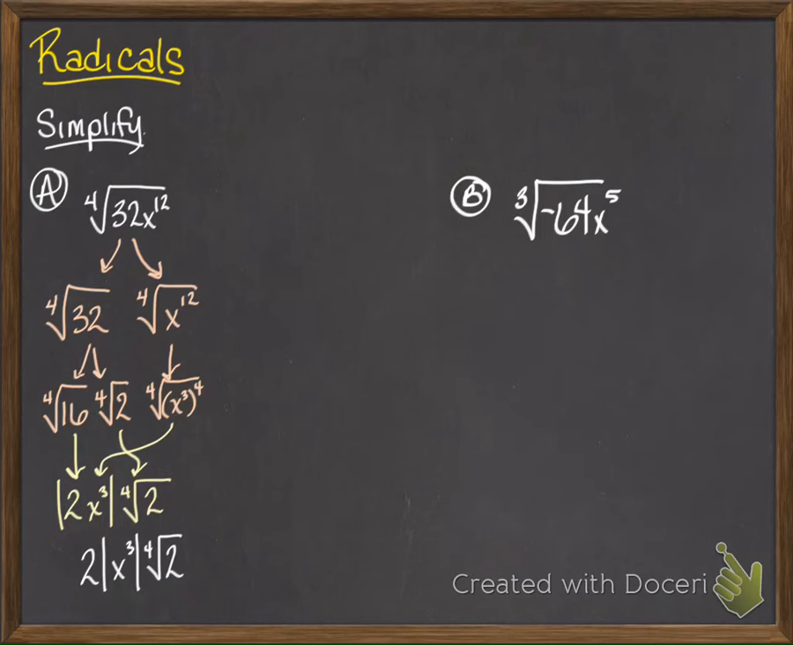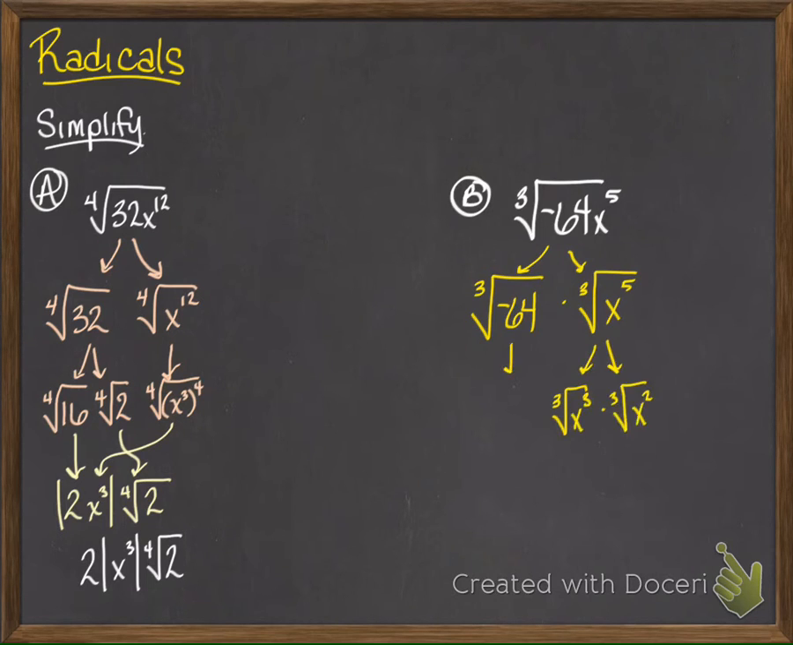Moving over to the cube root of negative 64x to the fifth. Negative 64 is a perfect cube. X to the fifth, we can rewrite as x cubed and x squared. So we take the perfect cube that is negative 64 and we take the cube root of it. We get negative 4. The cube root of x cubed is x. Negative 4 times x times the cube root of x squared. There's no need for absolute value here because it was an odd root.